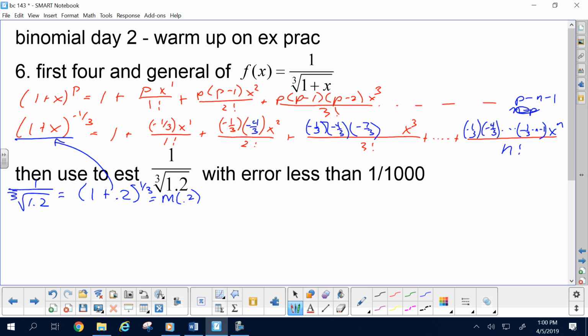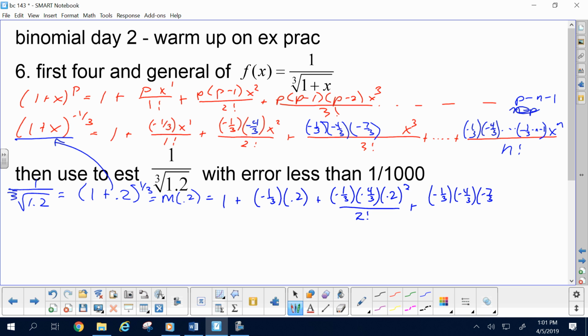M at 0.2 then is 1 plus negative 1/3 of 0.2 plus negative 1/3 of negative 4/3 of 0.2 squared over 2 factorial plus negative 1/3, negative 4/3, negative 7/3, 0.2 cubed over 3 factorial. Don't worry about the general. Are you with me? You stop. I can't go too fast today. If you just would tell me, I'd slow down a little.